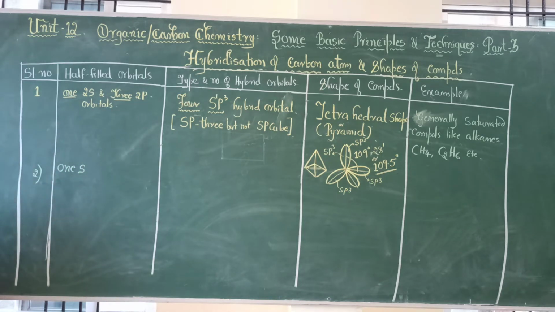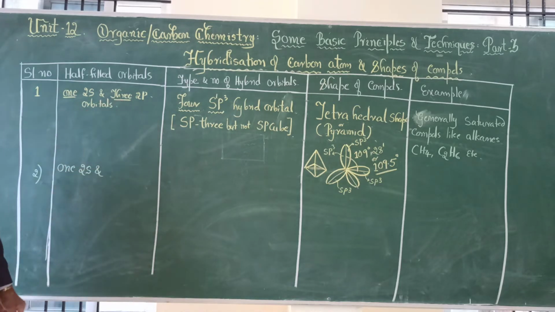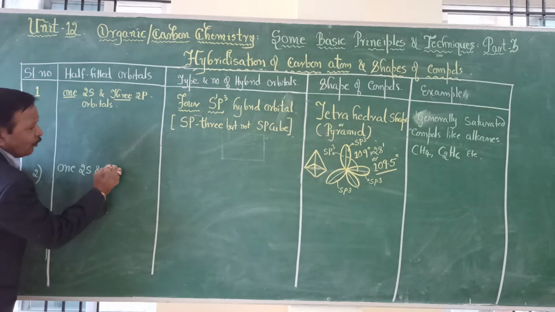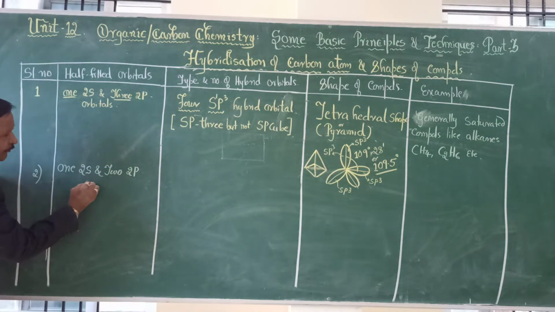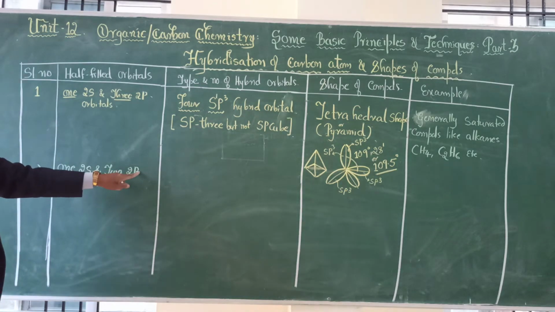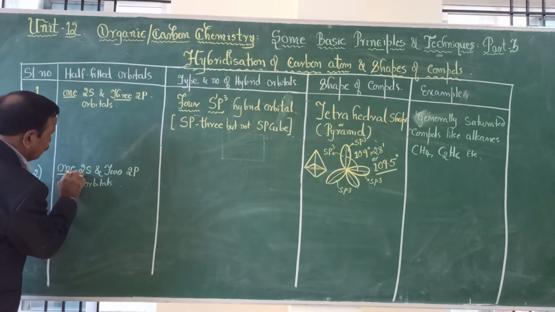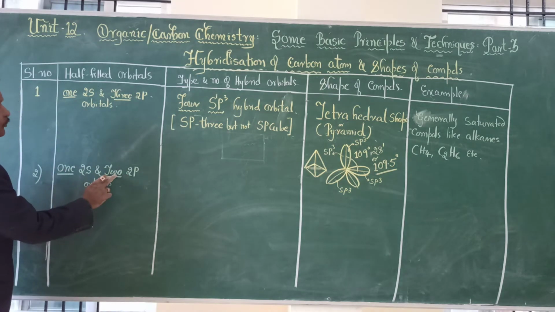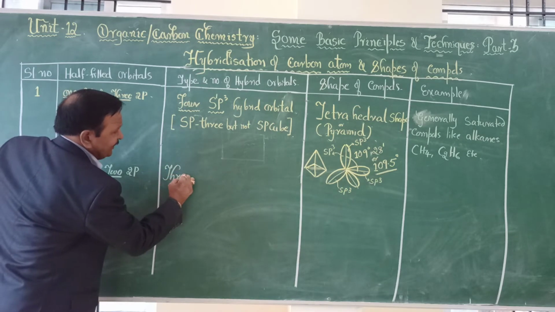Because the orbitals should be different, only 2p we cannot take. 1s, 2s, and now there is a choice for you. Instead of 3, you take only 2 2p orbitals, because single electrons are present. So 2s and 2p: 1 plus 2 will be 3. We get 3.